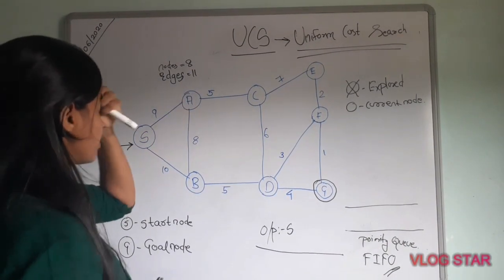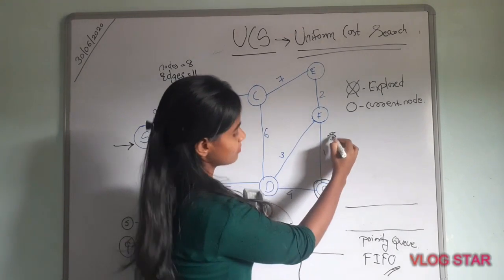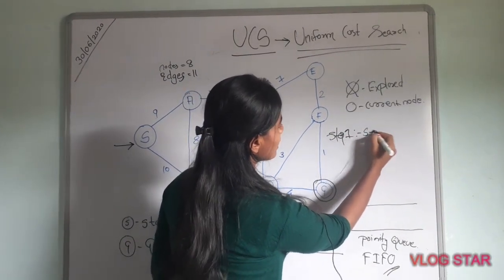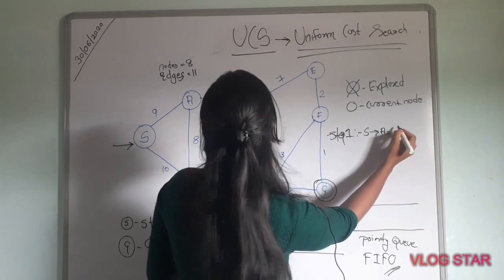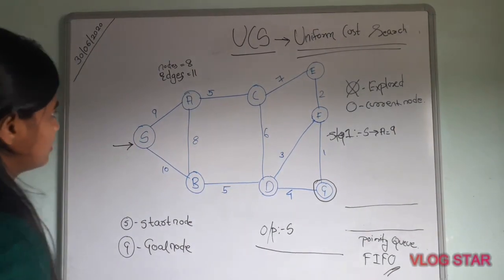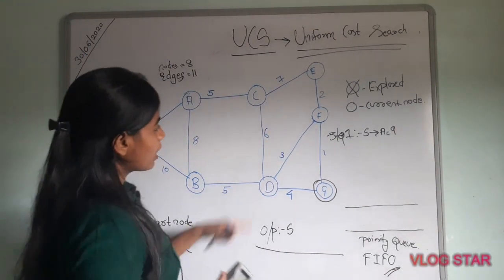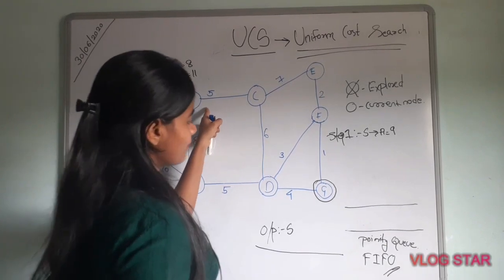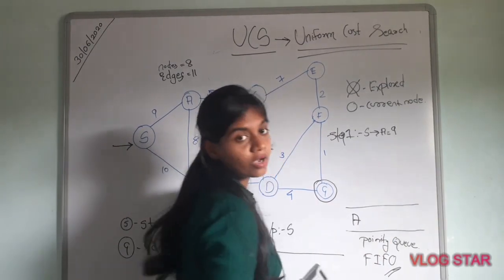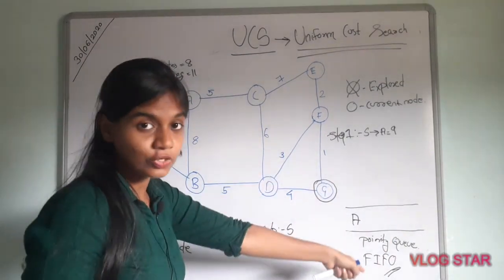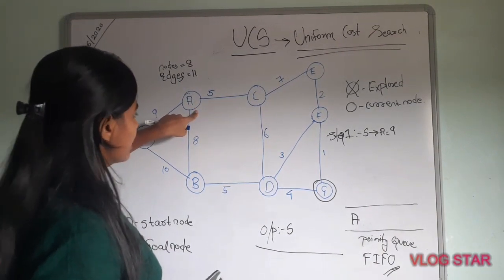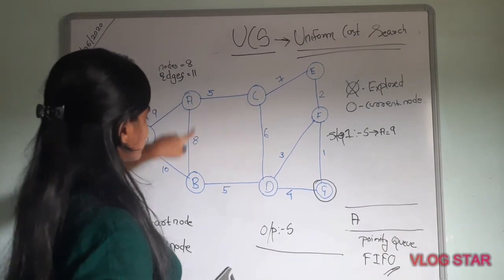So our step 1 is S to A. Then how much do we get? 9. Okay, S to A is 9. Now after traversing S to A, we will put this A into the queue. After that we will find that A is connected to C and A is connected to B.